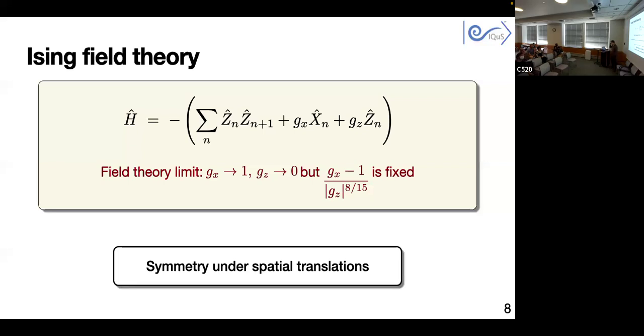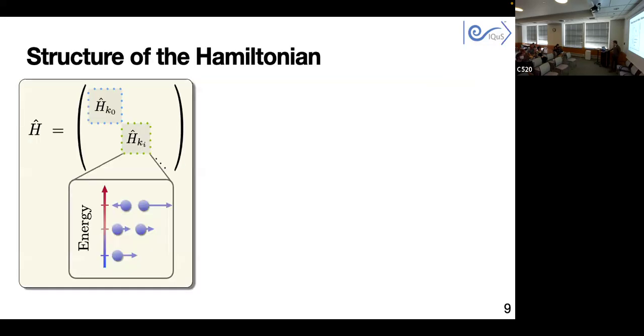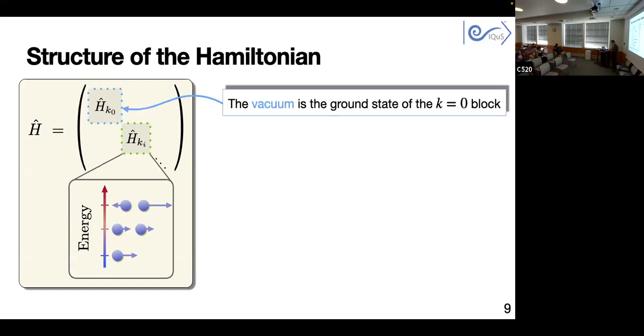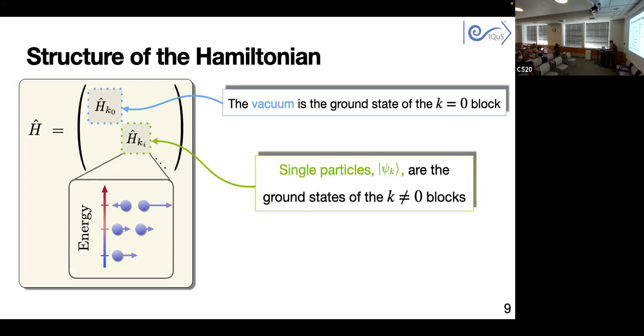One thing I want to point out is that this model has a symmetry under spatial translation. If you pick up the Hamiltonian and translate it by one site, it looks the same. This is going to be important for the algorithm that we use to prepare wave packets. Because the Hamiltonian has translational invariance, it decomposes into a block diagonal structure where each block is labeled by momentum k. Within the momentum 0 block, the lowest energy state of that block is the vacuum, and the first excited state of that block is the single particle at rest. The ground states of other blocks are single particle states with momentum k. This is what I've drawn here.